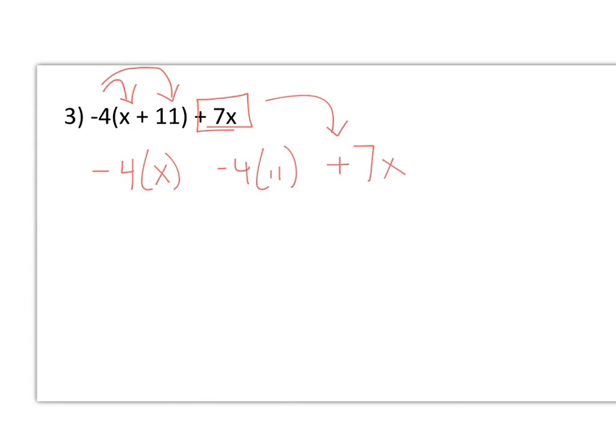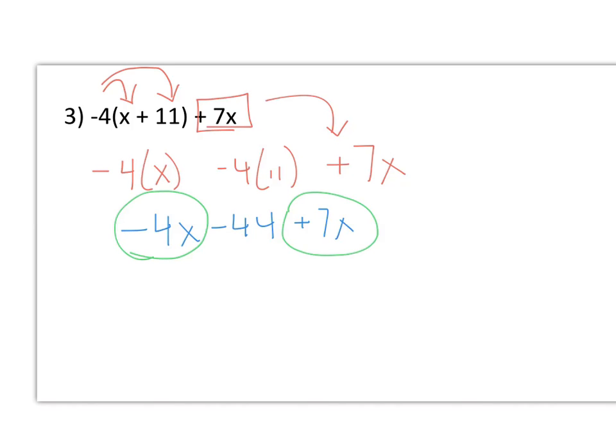Now, -4 times x is -4x, -4 times 11 is -44, and then I'm going to bring down my 7x. Before I end this, I got to look for like terms, and I found them here. -4x plus 7x gives me 3x, and this -44 comes down. That's my final answer because I cannot combine any further.